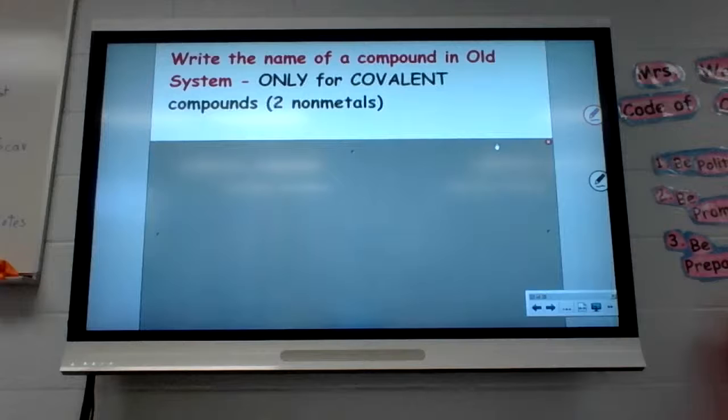Here we go. Old system naming. For those of you who like the title, old system naming. Yep, this is the old system naming. All right, so we're going to write the name of a compound in the old system. So for Monica who likes titles, old system naming. Or prefix system, however you want to label it.